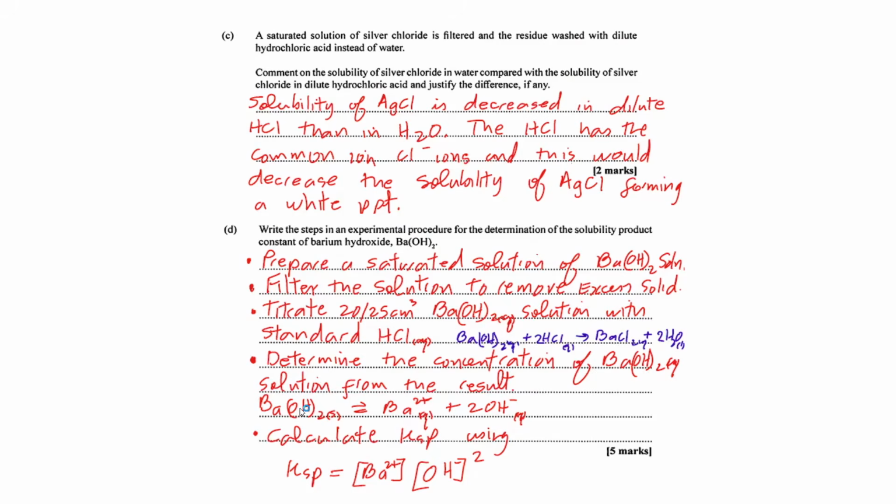The barium hydroxide would produce barium ions and hydroxide ions. After that, you can use that equation to calculate the Ksp using Ksp is equal to the concentration of barium ions times the concentration of hydroxide ions squared.